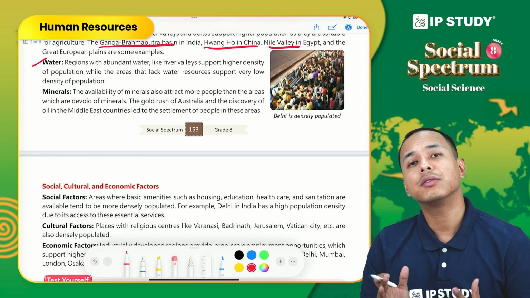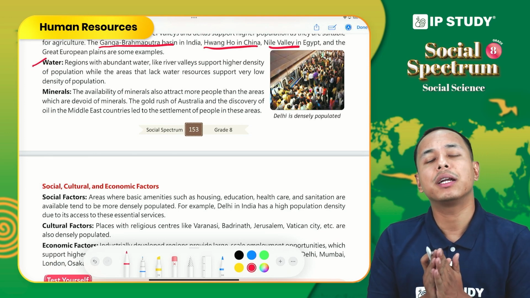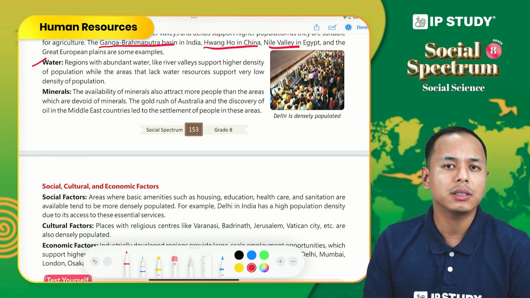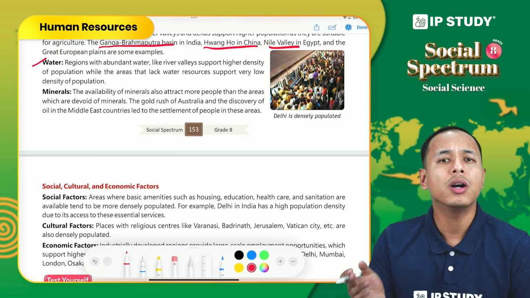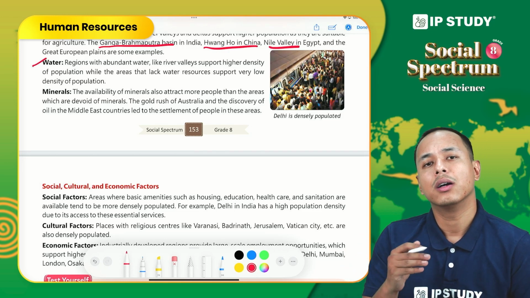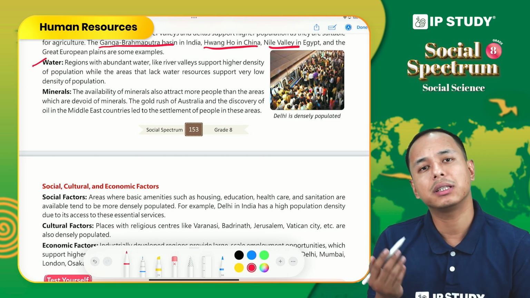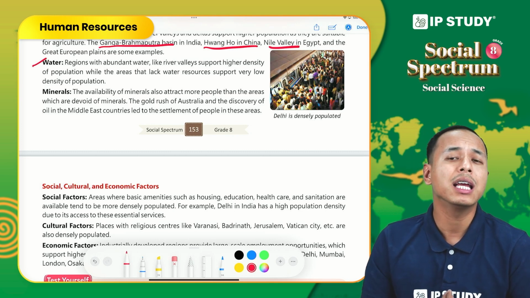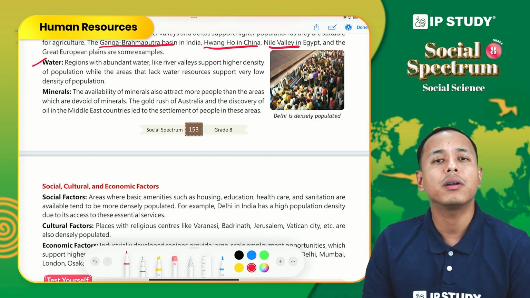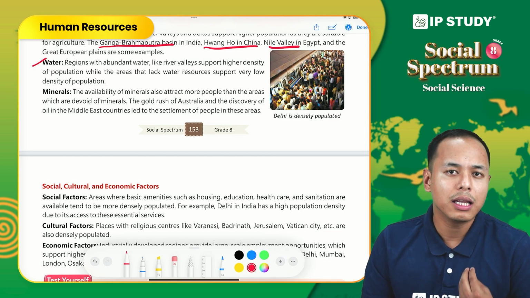Water. In regions with abundant water supply, people tend to live in those regions in comparison to places where water supply is less, or we say scarce. For example, the desert regions where water supply is very less. People do not like to live there.